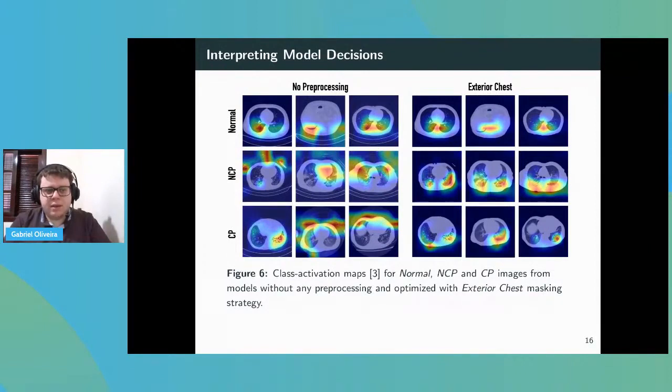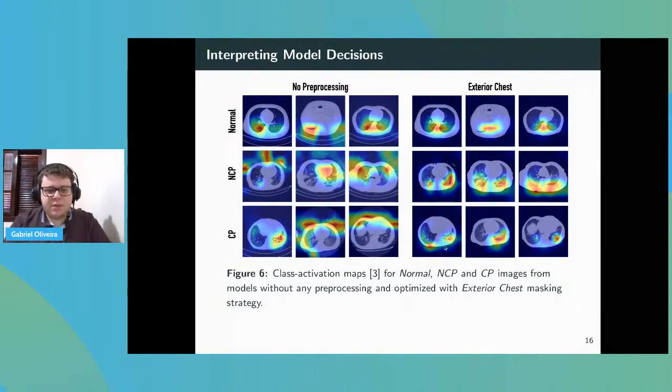Finally, we make the interpretation of the model decisions. For this, we used GradCAM. And here are two cases. The first one is the no processing technique, considering the original images. And the second one is the best preprocessing technique, the exterior chest. So here are the three cases: normal, a patient with no disease; novel coronavirus pneumonia or COVID-19; and common pneumonia.